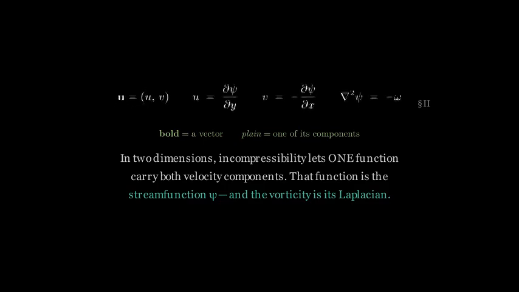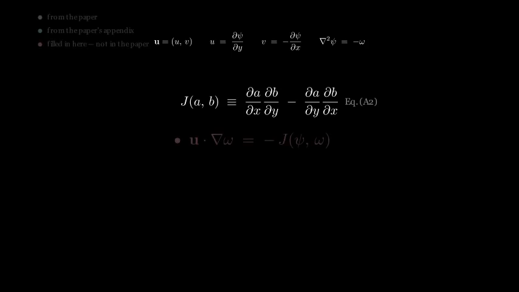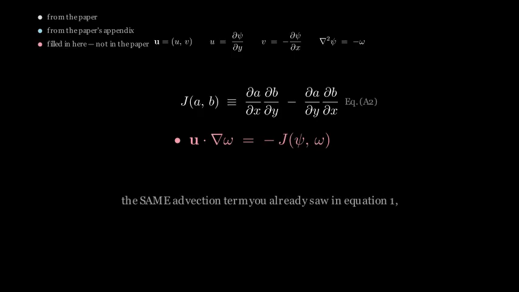Second, a piece of shorthand. This bracket, J of A and B, is just a particular combination of first derivatives. It turns up constantly in 2-dimensional fluid mechanics, and it saves a great deal of writing. And here is why it matters to us. Substitute the stream function into the advection term we already had, and the whole thing collapses into minus this bracket of psi with omega. It is not a new term. It is the term from equation 1. Wearing the notation, the next equation is written in.